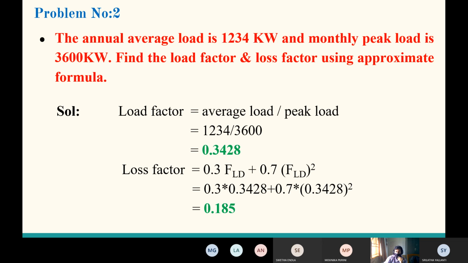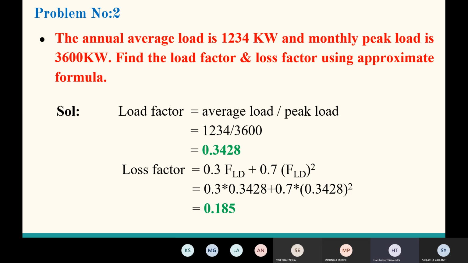They don't always ask like this using the approximate formula. You can utilize average power loss by power loss at peak load. Otherwise, the approximate formula is given directly. That's why we have to utilize the relation between load and loss factor: FLS is equal to 0.3 FLD plus 0.7 FLD square. First of all, the given average load and peak load. Therefore, load factor is equal to average load by peak load, 1234 by 3600.